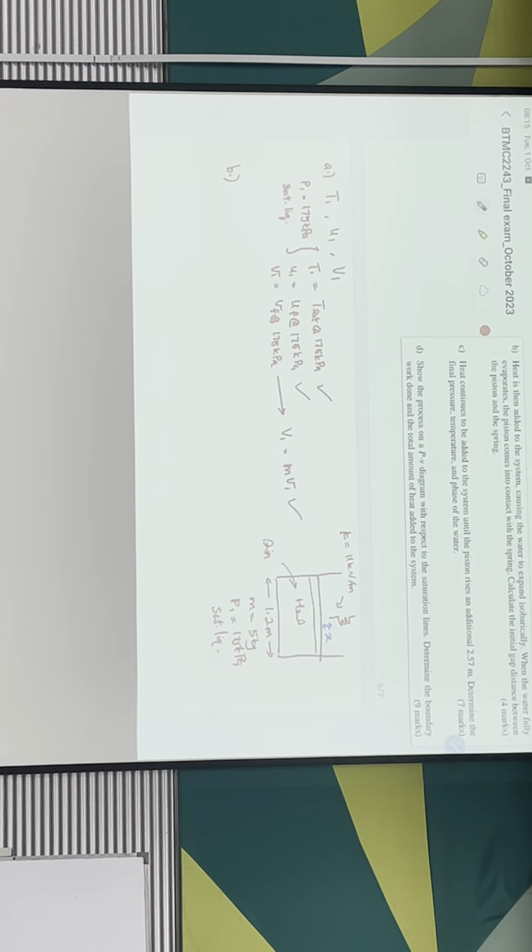Okay, so once you've found specific volume 2, then you can find capital V2 just like part A actually. So m times v2.